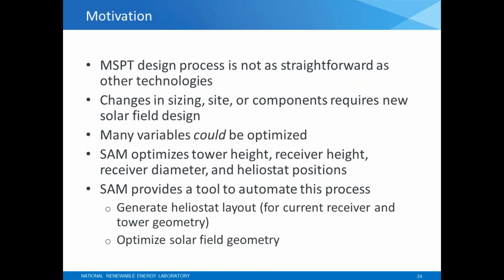Obviously, many variables could be optimized, and there's a fair bit of research going into techniques that deal with overall system optimization. But to keep things simple, SAM optimizes tower height and receiver diameter. And it also calculates the optimal layout of heliostat positions. SAM's tool to automate this process has two procedures associated with it. The first is just generating a layout given a receiver and tower geometry. And the second is actually optimizing that geometry along with the layout.